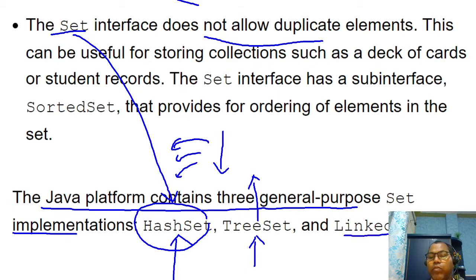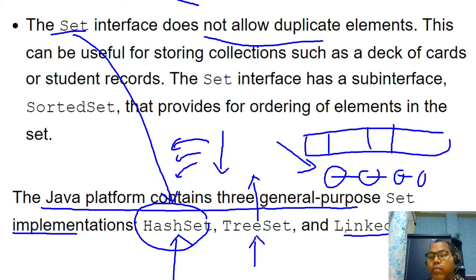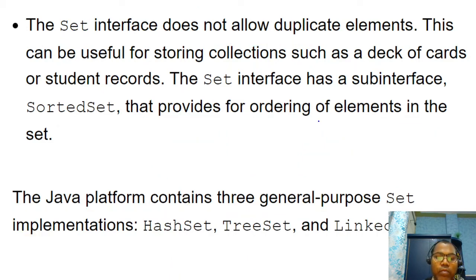I want to make a collection of unique objects, but I want it to be implemented like a list, like a linked list, not an array. I want to make a data structure like a linked list that contains unique objects and does not allow duplicates. For that, there is the concept of LinkedHashSet. So these three classes are generally used, and lots of implementations are available, but for the Set interface you have to know these.